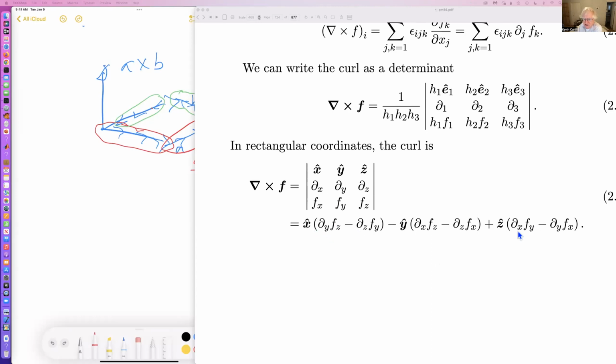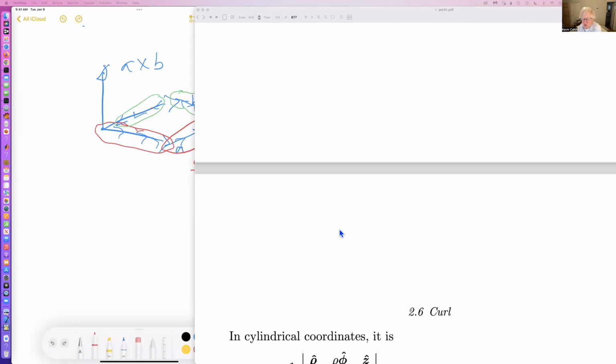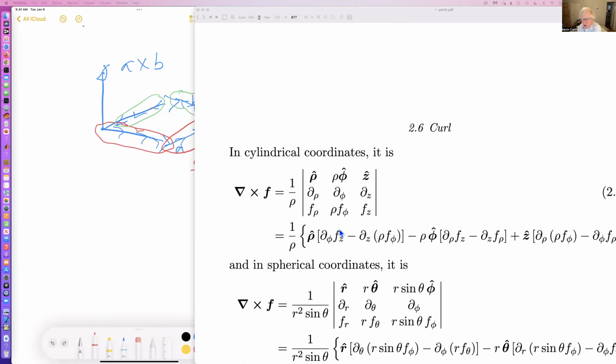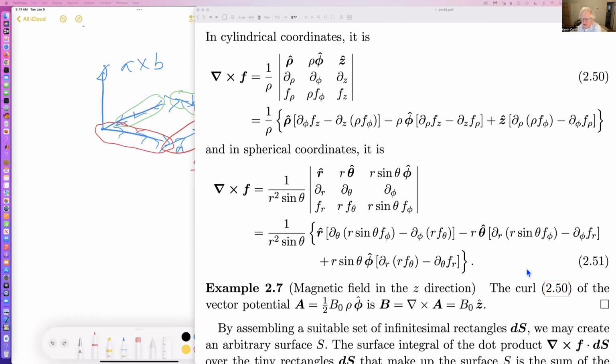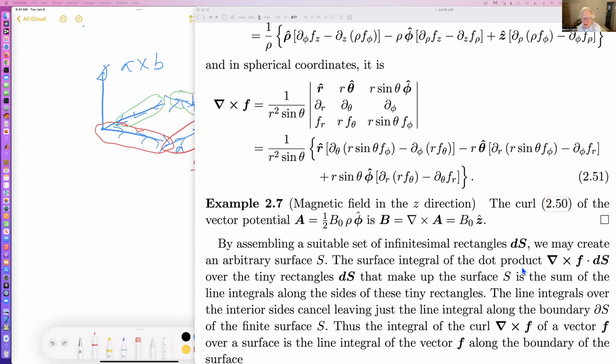In rectangular coordinates, as I said, it's just very simple. The x hat direction is the y derivative of f_z and so forth. In cylindrical coordinates, it looks like this. And in spherical coordinates, it looks like that.